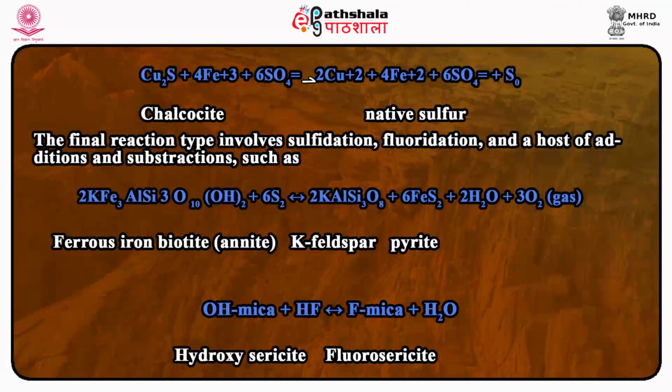The final reaction type involves sulfidation, fluoridation and a host of additions and subtractions. Ferrous iron biotite plus sulfur giving rise to potash feldspar plus pyrite with release of water, or OH mica plus HF giving rise to F mica plus water, that is hydroxysericite and fluorosericite.